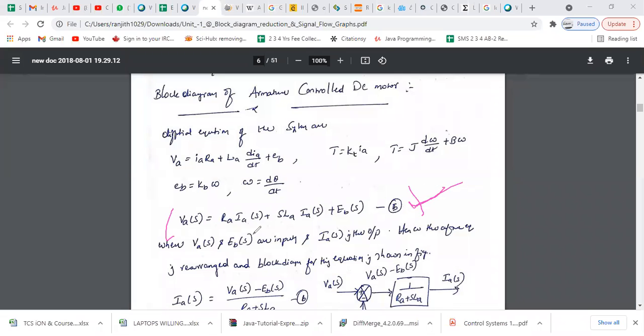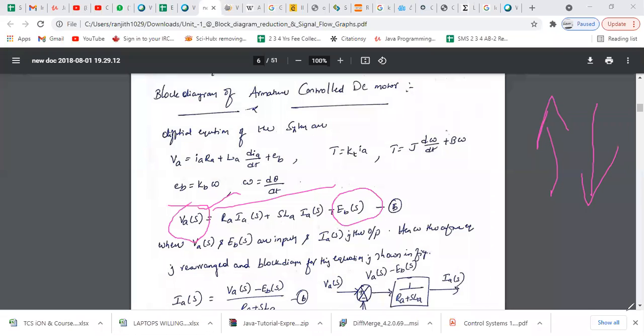What I am asking, what is the input present here? What are the input variables present here? VA is one input. We have one more input, surprisingly. What is that input? To control the motor, that is opposing voltage to this VA of S. If VA of S is increasing the speed of the motor, the opposing voltage, that is back EMF, is reducing the speed of the motor.